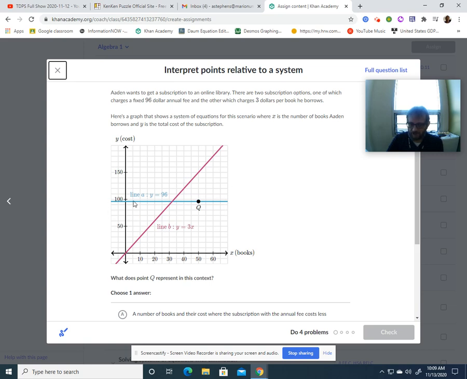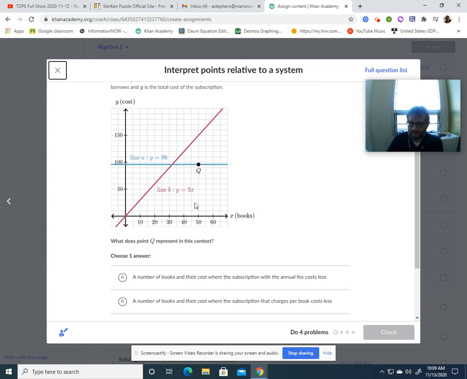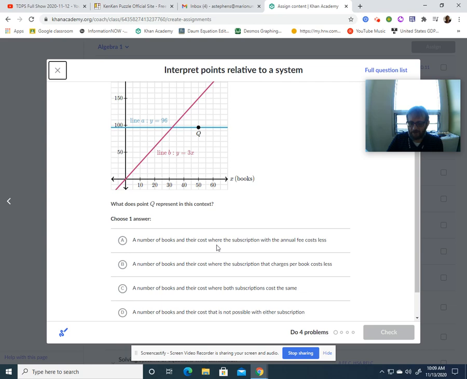This represents the fact that you paid $96 no matter how many books you got. So we want to know where Q is. Okay, a number of books and their cost where the subscription with the annual fee cost less. A number of books and their cost where the subscription with the charges per book cost less. A number of books and their costs where both are the same, and a number of books and their cost that is not possible. Okay, Q.